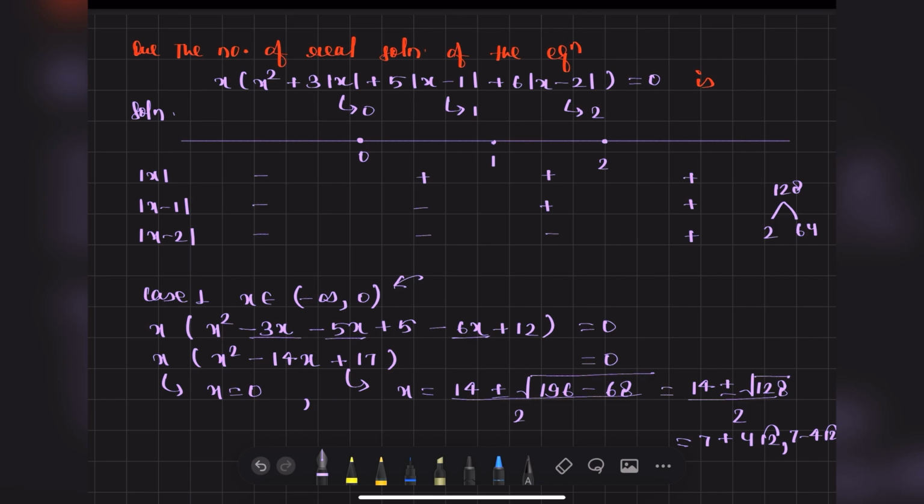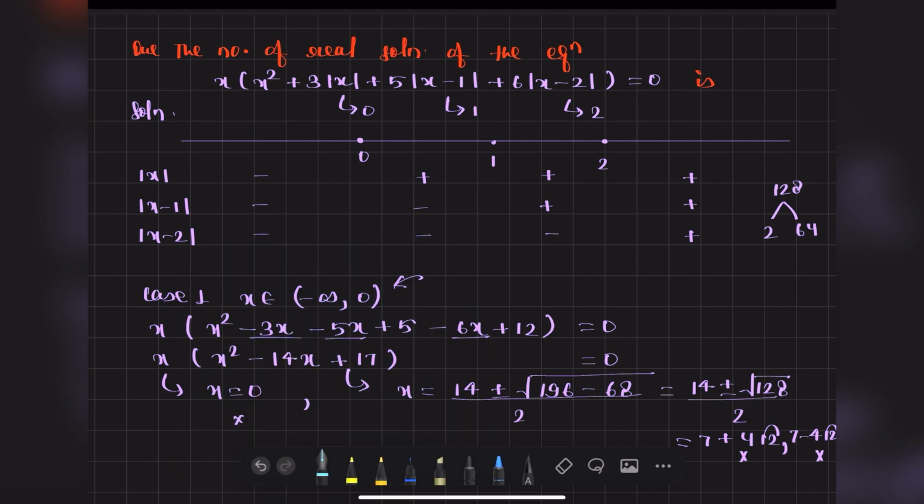Now look at this. If you observe the second part, you have minus 5.6 plus 7, so again you are getting a positive number, meaning you cannot consider this as a zero either. This means in this range you didn't get any solution.